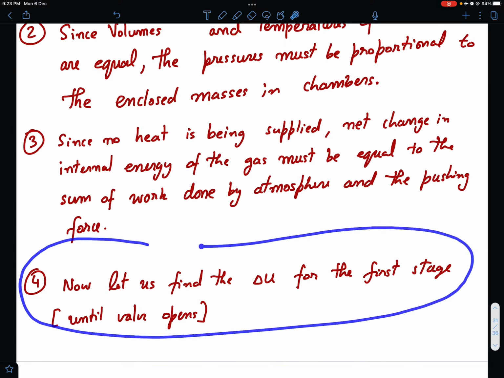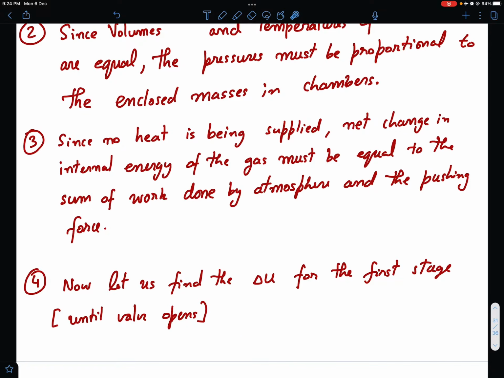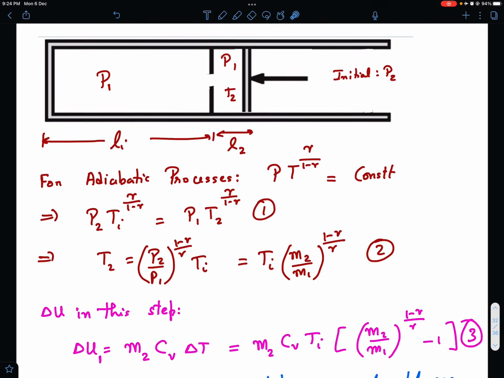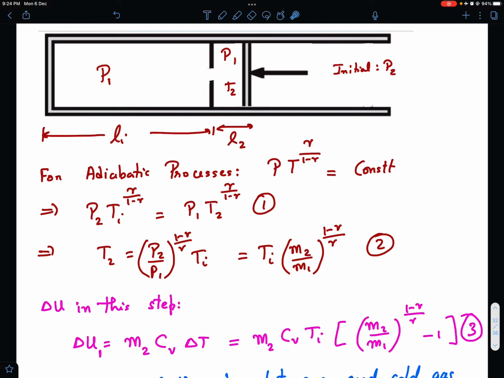So now what my strategy will be, I'll find the delta U in the first stage. First stage is until the valve opens, and after that I'll try to calculate the temperature, and I'll then try to find out the internal energy in the second stage, that is pushing the piston from the valve opening configuration to the configuration where piston is touching the partition. Okay, so let's look at the first stage.